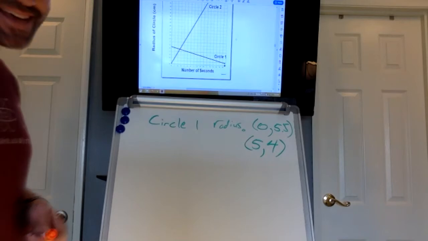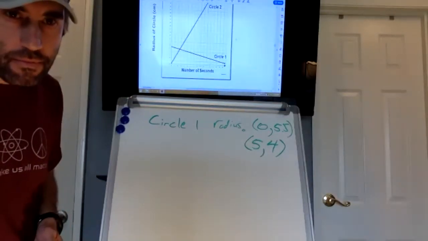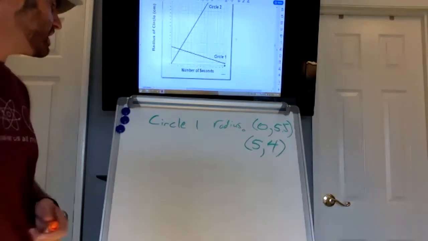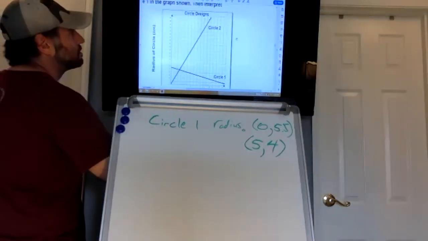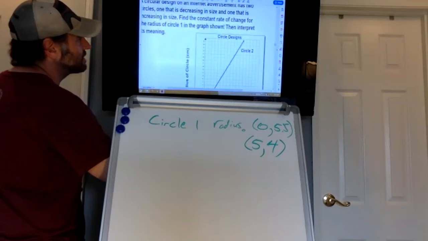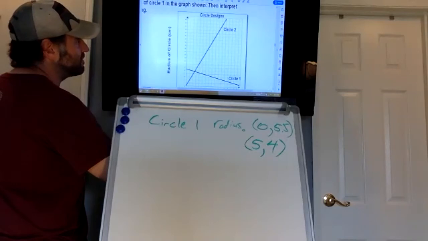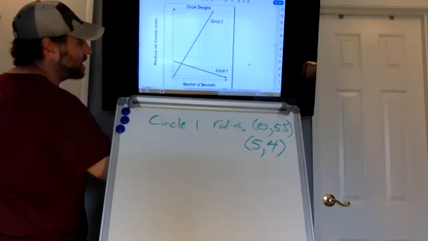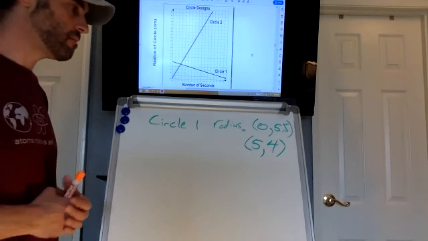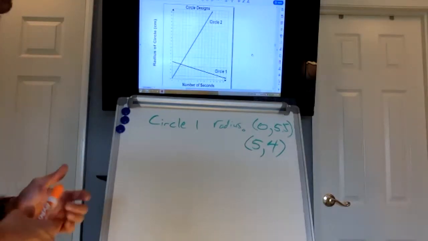Mr. Rosendahl, what does it mean when it says interpret the meaning? We talked a lot about the meaning of these graphs already. So find the constant rate of change for the radius. Oh, so interpret the meaning of the rate of change. Once you find out what the rate of change is, what does that rate of change mean? It means a lot of things. Well, let's find that first.